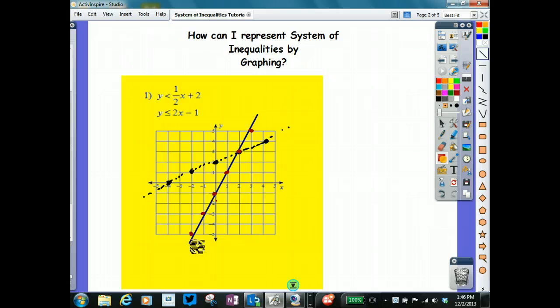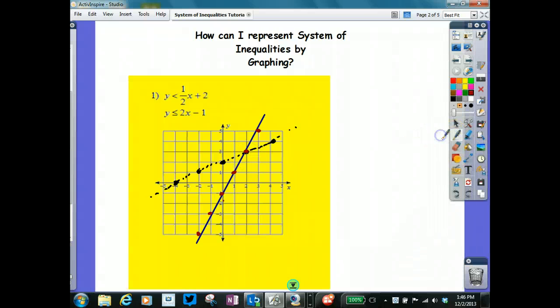And now I have my lines graphed. But I'm not finished. My lines are graphed, but how do I know where to shade? Well, it's the same thing as what we've done before. I'm going to test my solutions. I have two different lines, with different areas that satisfy each inequality, but what I'm looking for with a system is the area that satisfies both.